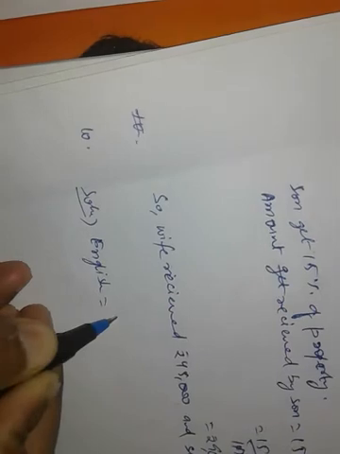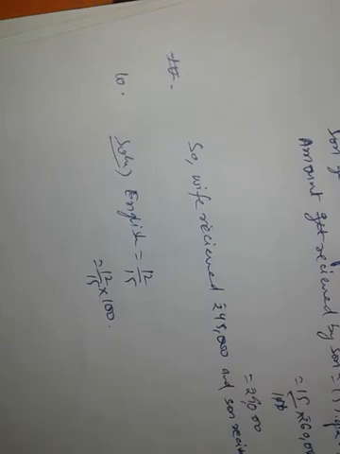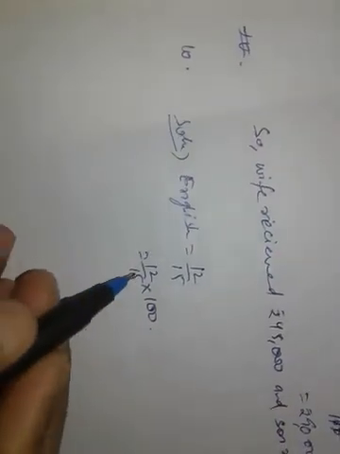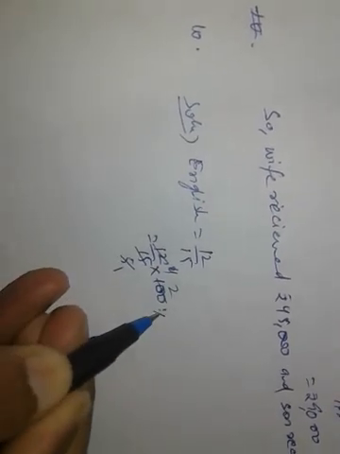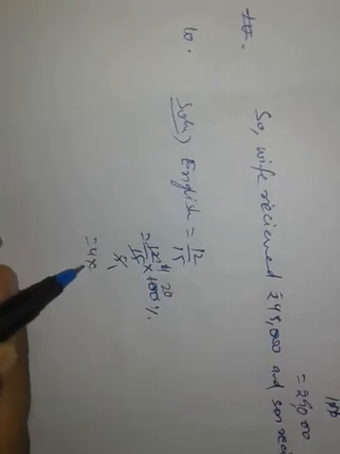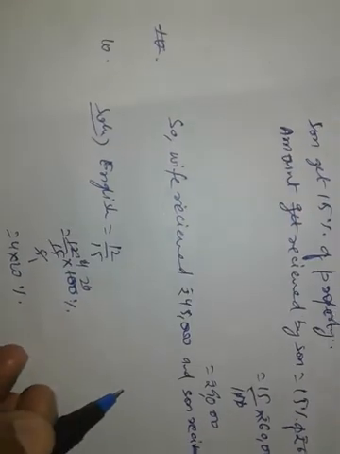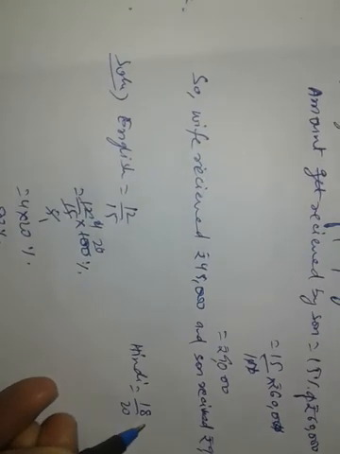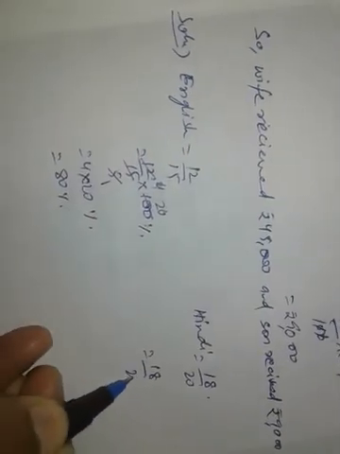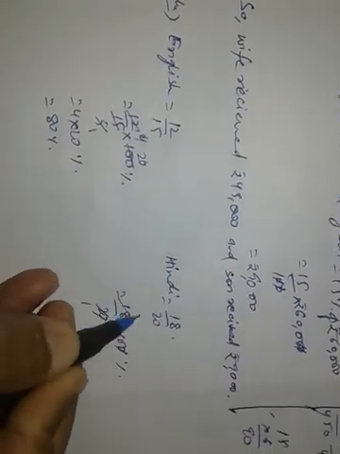English, that is 12 by 15. When we change 12 by 15 into a percentage, we have to multiply it by 100, isn't it? Now we go with the table of 3. 3 fives are 15, 3 fours are 12, and 0. That is 4 into 20%, that is 80%. Now Hindi, that is 18 by 20. In the next line we multiply by 100 and put the percentage sign. 2 nines are 18, that is 90%.